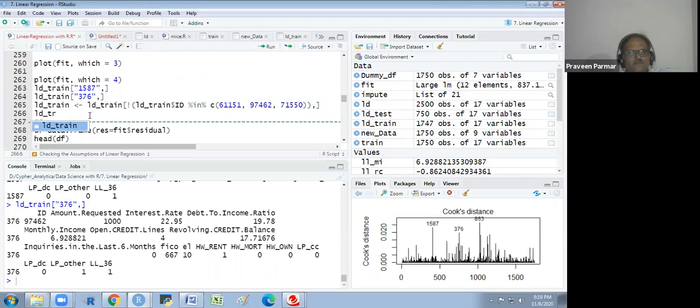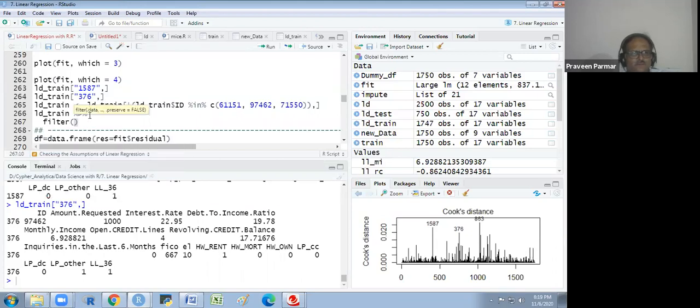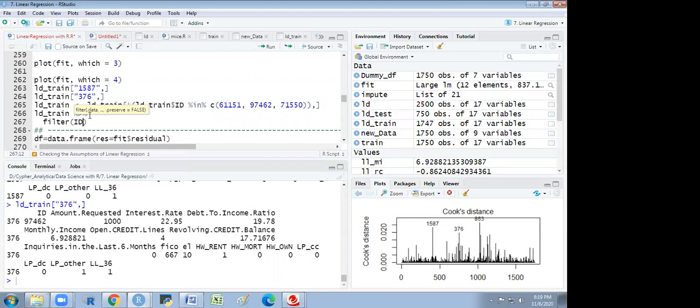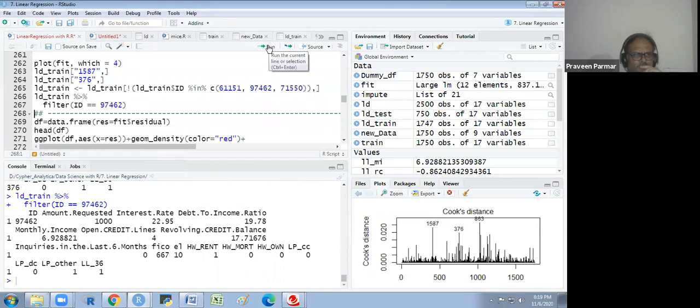LD train and pipe 2. Then I filter it, and filter ID equal to 97462. I am writing this. I'll see what result I get. Oh, I'm getting this only. I'm not getting that particular.